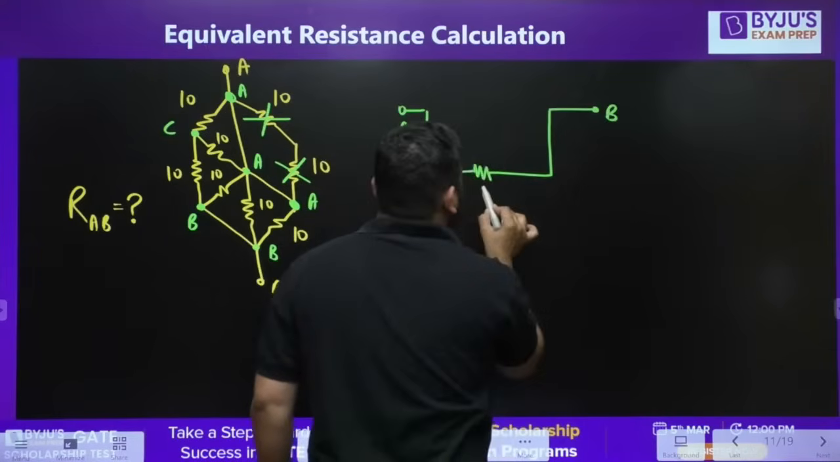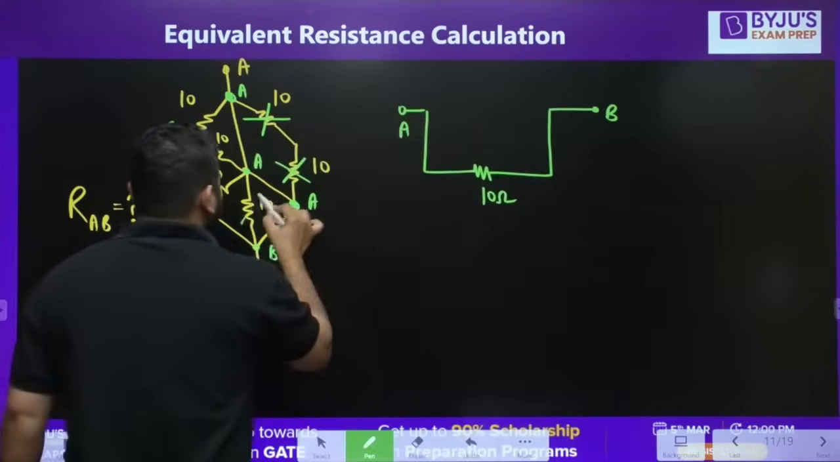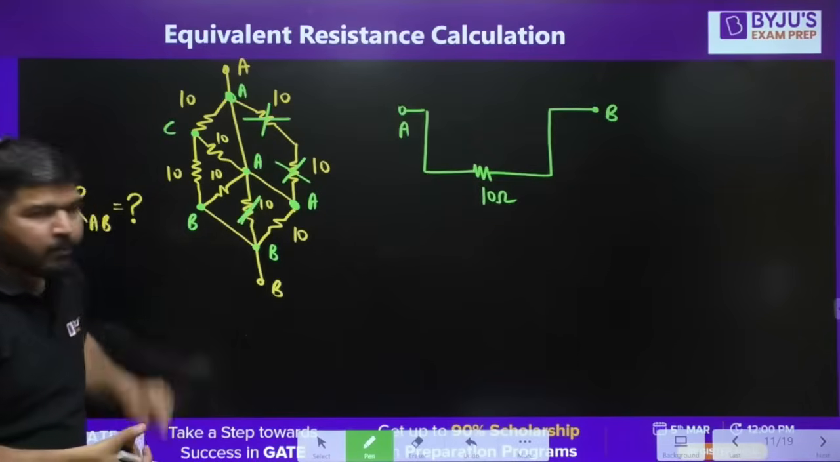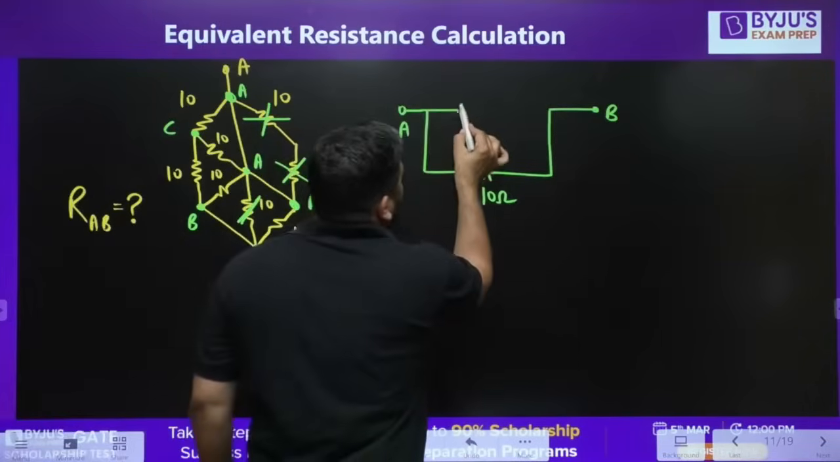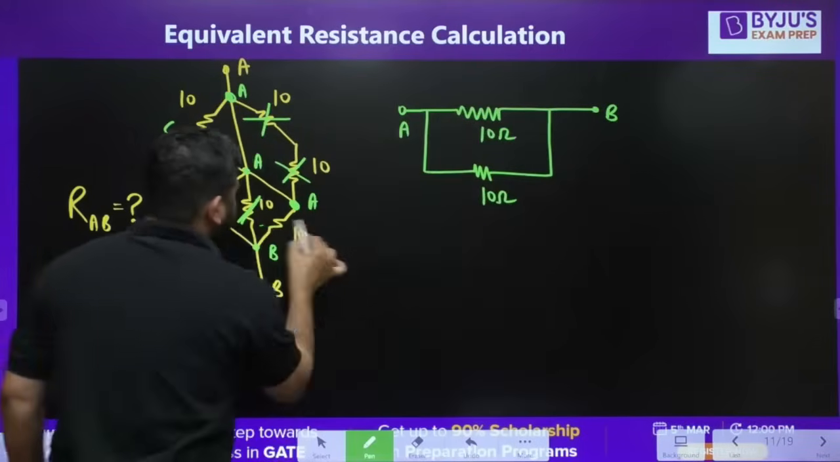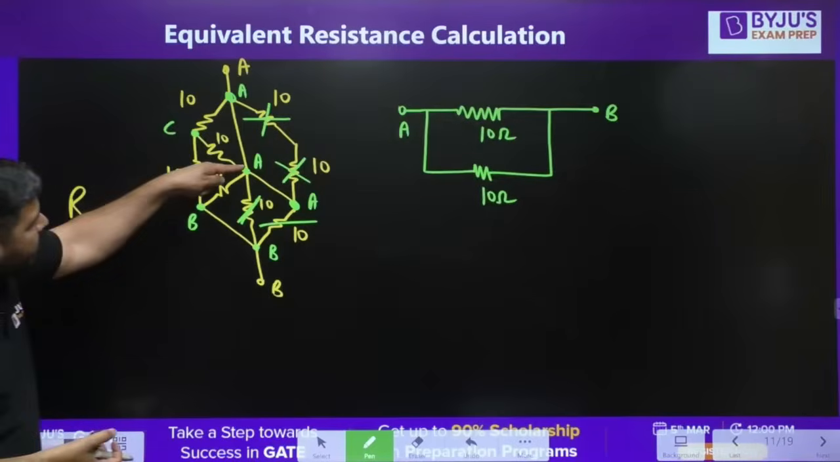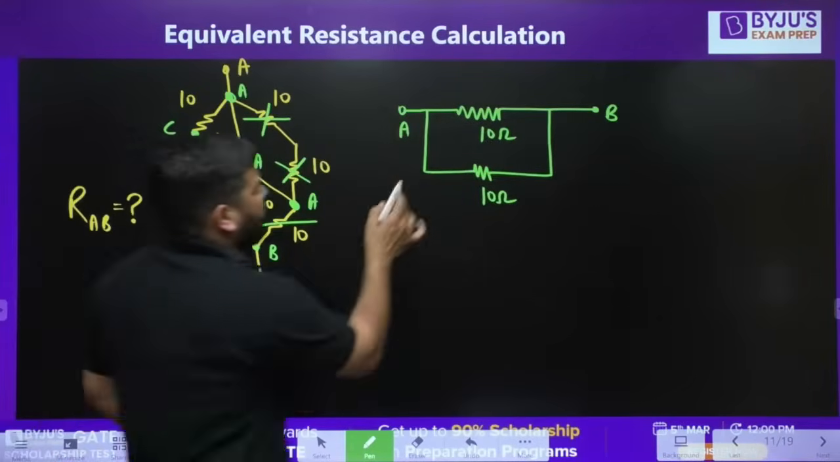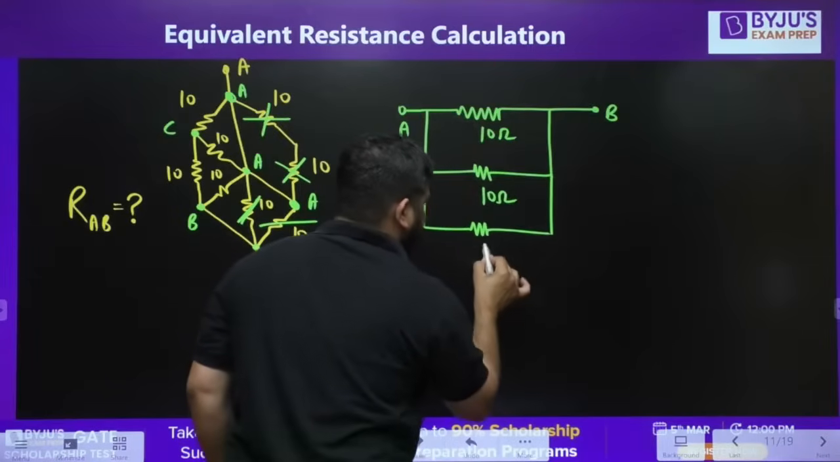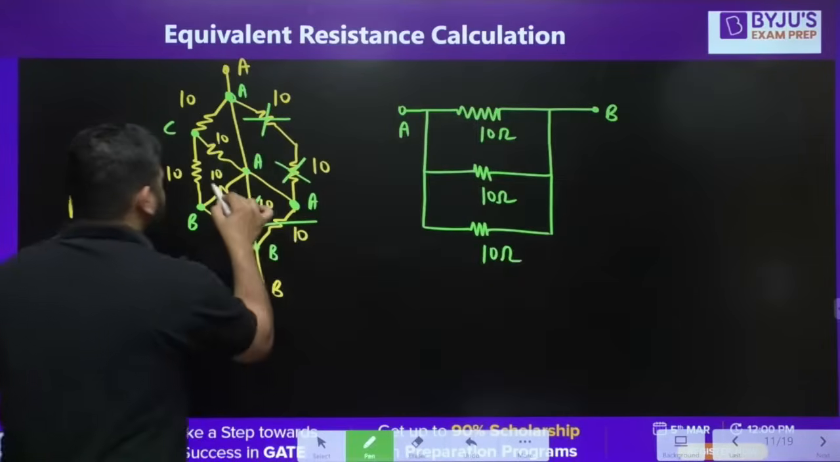From A to B, we have 10 ohm. I have shown this 10 ohm. Similarly, from A to B, we have one more 10 ohm, and one more 10 ohm. This resistance is covered. Now from A to B, we have one more 10 ohm, and one more. This 10 ohm is covered.